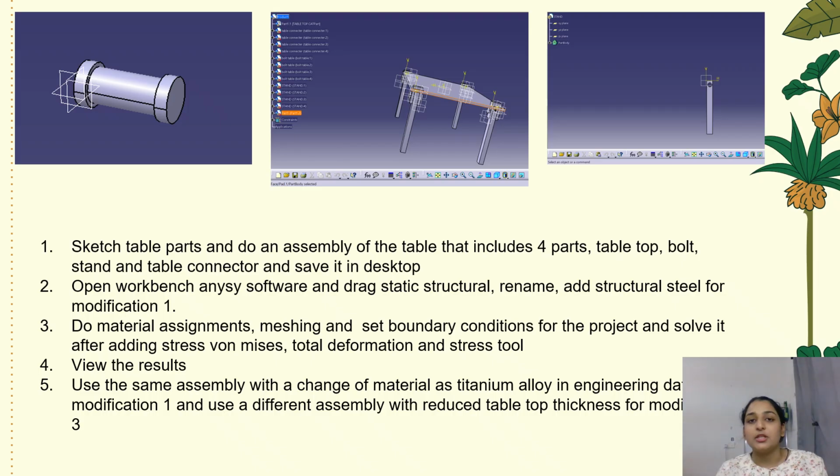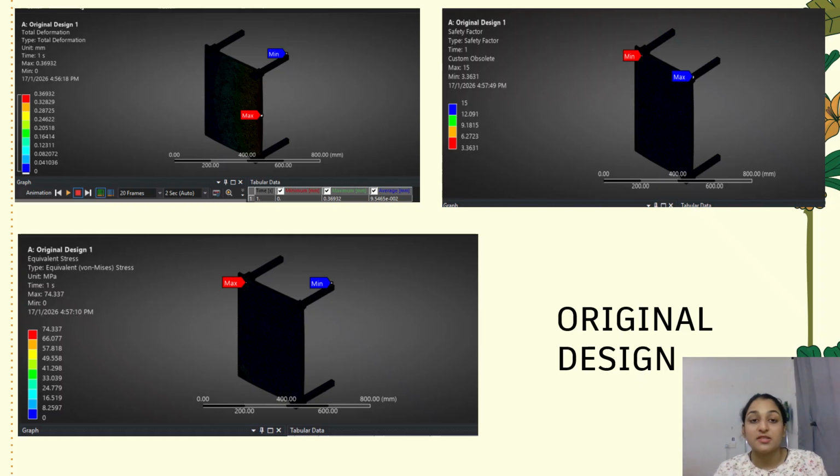For the second modification, but the third model, what I did, I reduced the thickness. In CATIA software, I redrew the tabletop from 10 mm thickness and reduced it to 8 mm. When I put it in the analysis, I did everything the same, and I also used structural steel, because we can compare the reduced thickness with the same material, and see what results are obtained. So this is model number 1, which is the original design.